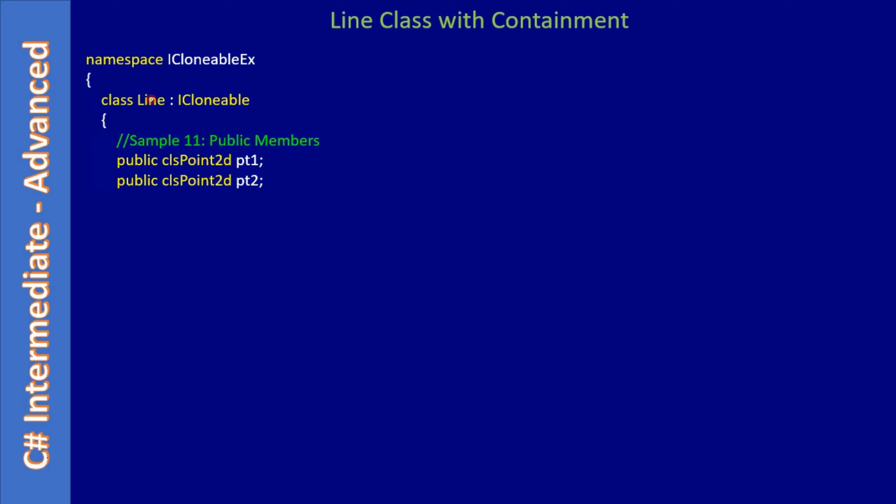Now we will create a new class called Line which implements ICloneable, and if you see, this Line class contains two reference types. So the line is represented by 2 points, and we make use of our previously created class Point2D, and we know that it contains two members x and y, both are value type.